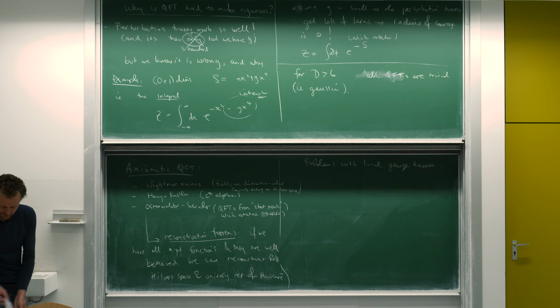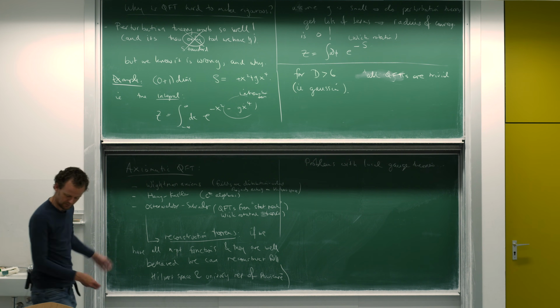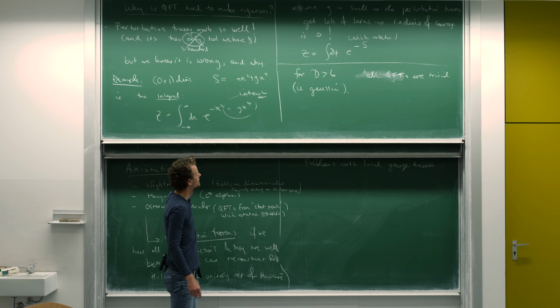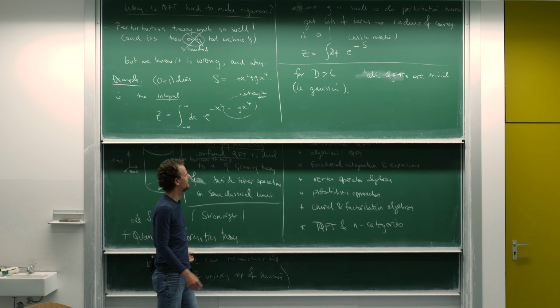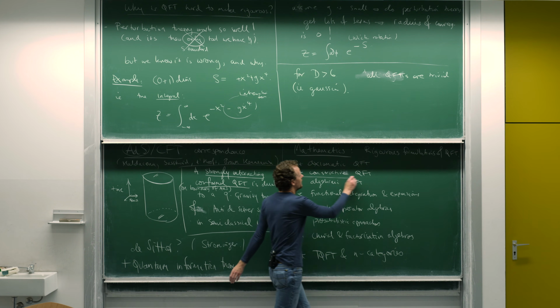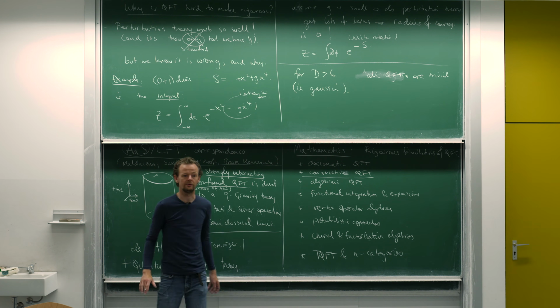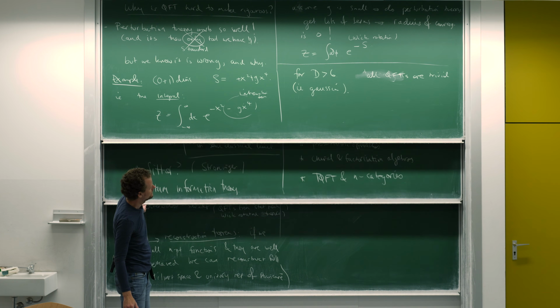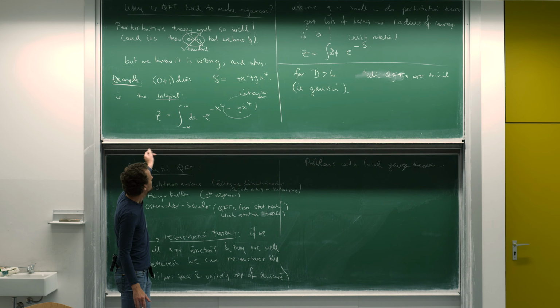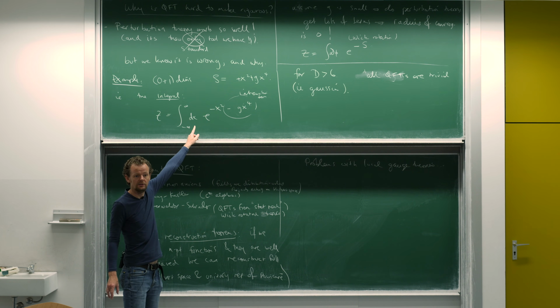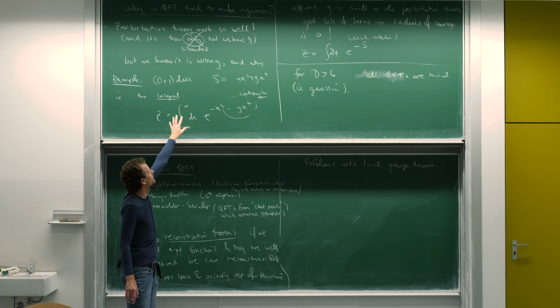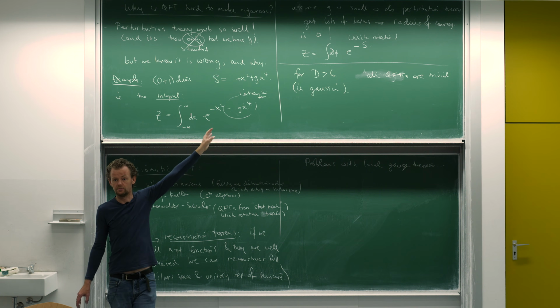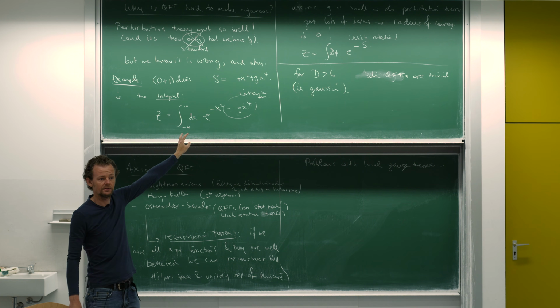Then we come to the next approach to making sense of quantum field theory. This is called constructive quantum field theory. In constructive quantum field theory, you look at this observation here and you try to make use of it. So you take the Wick-rotated or Euclidean path integral for your favorite quantum field theory.